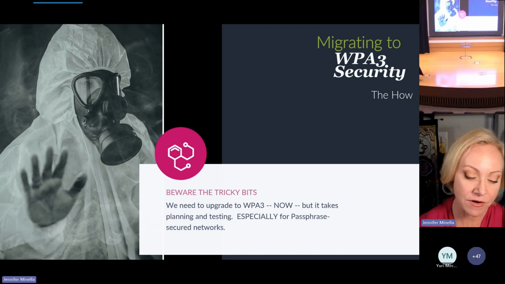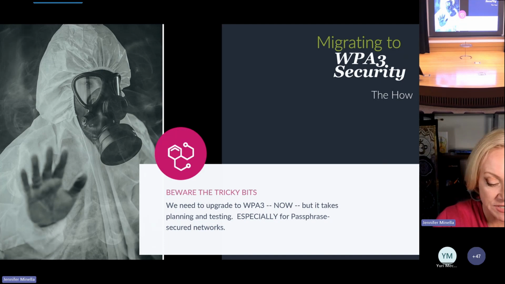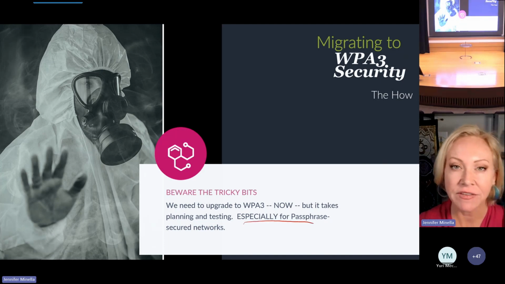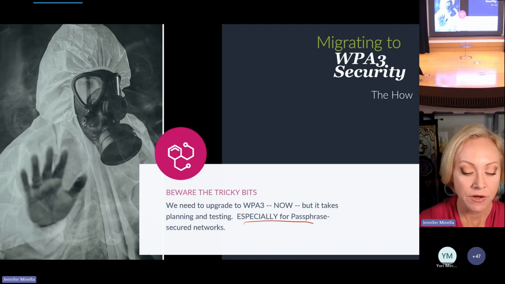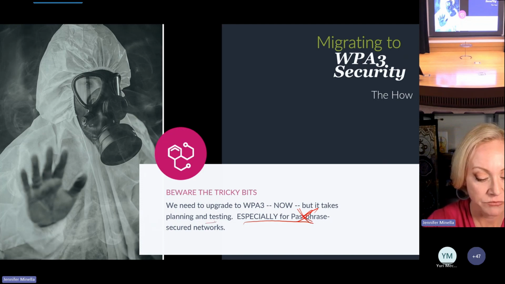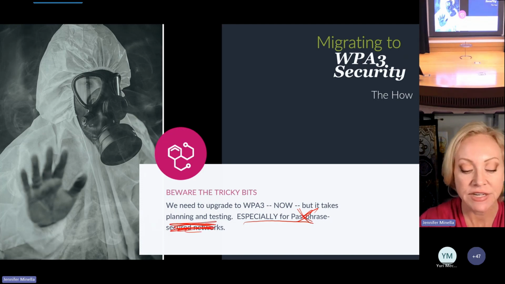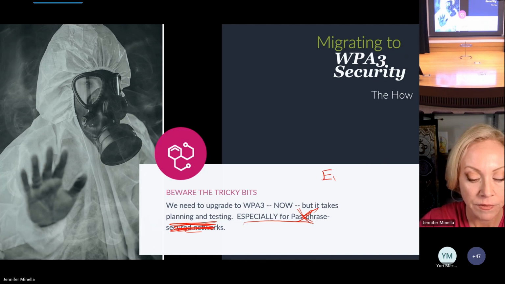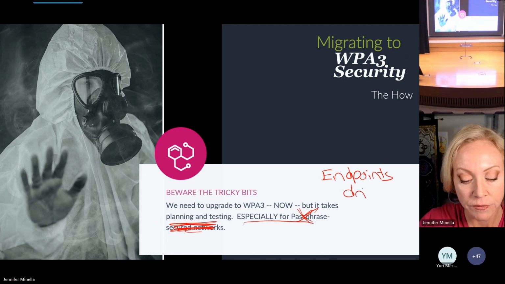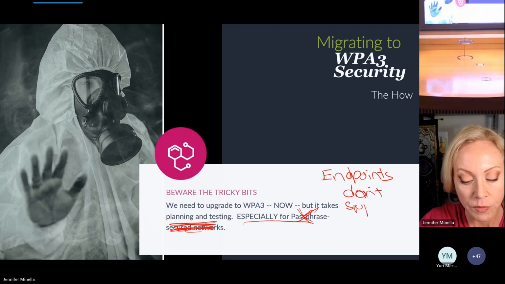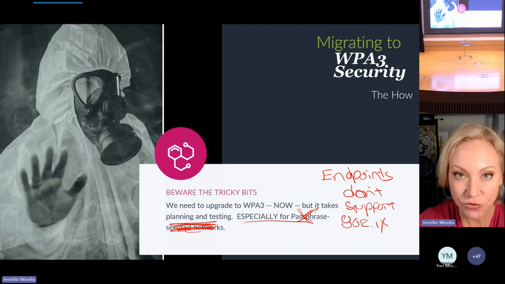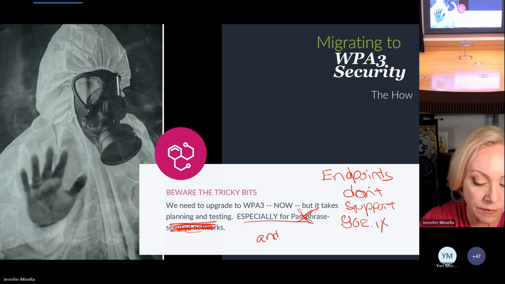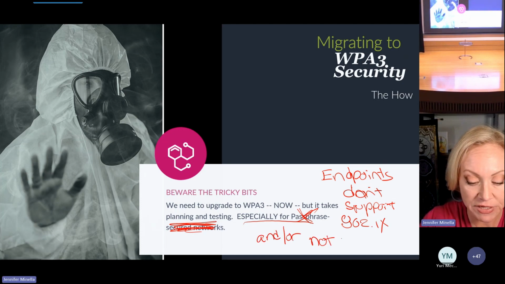So the tricky bits here are especially for passphrase secured networks. And I'm going to caveat this because this is actually technically inaccurate. The challenge that we have is not that it's passphrase networks. Let me just scratch that out. It's actually that it's endpoints that don't support 802.1X and/or are not updated or can't be.